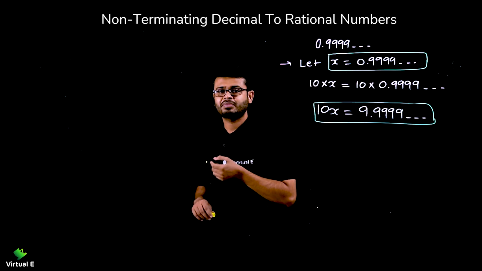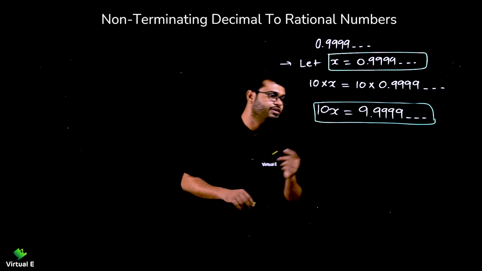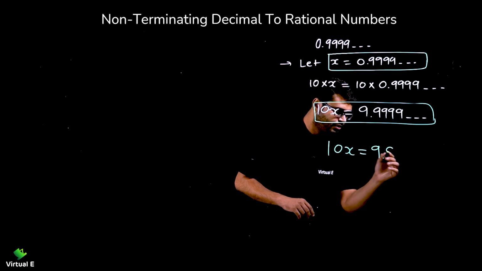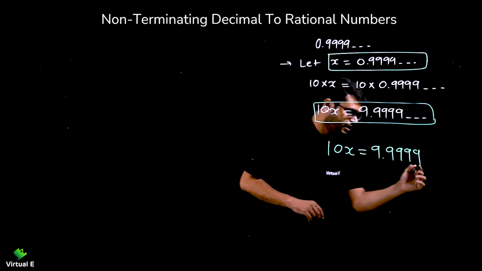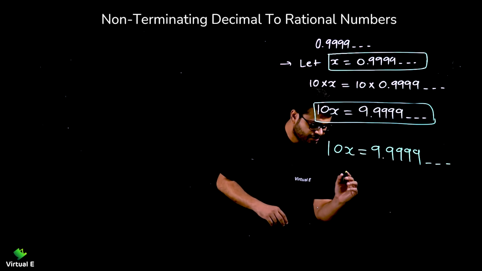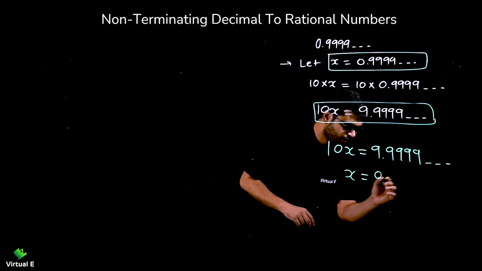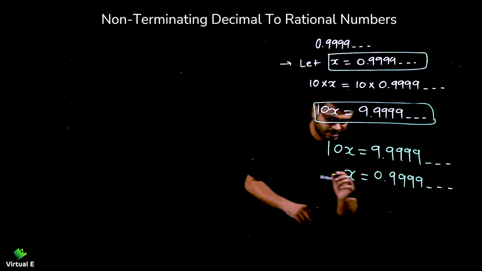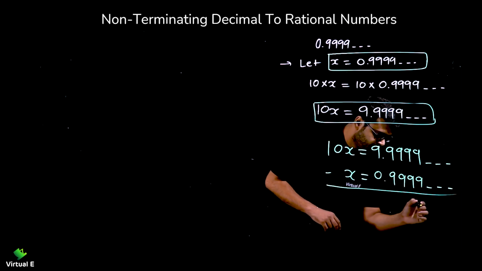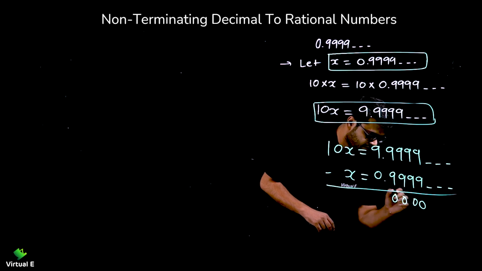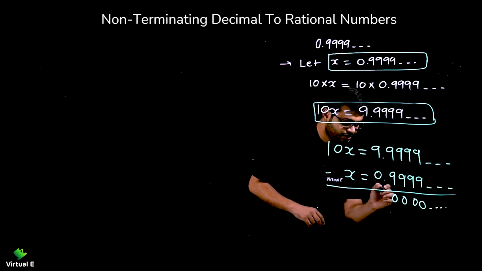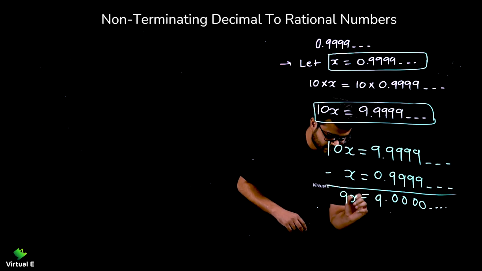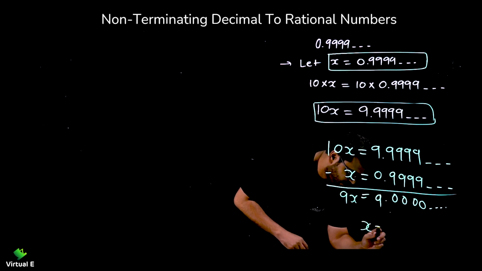Now what are we going to do? We are going to subtract. That's what we are doing so far. So let's start with that. Here 10x is equal to 9.9999 dash dash dash, and here x is equal to 0.9999 dash dash dash, and subtract. So here 0 0 0 0, we can write dash dash, and here point, and 9 minus 0 is 9, is equal to 9x. So x is equal to what?